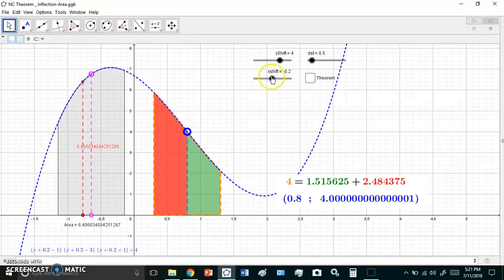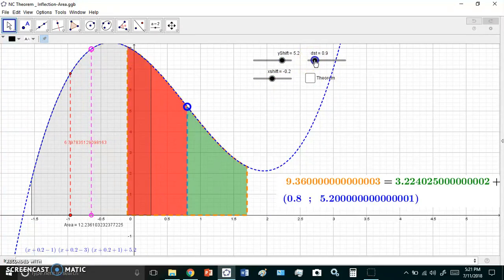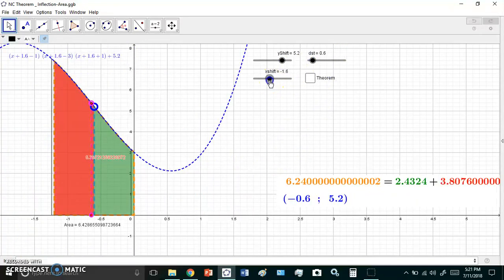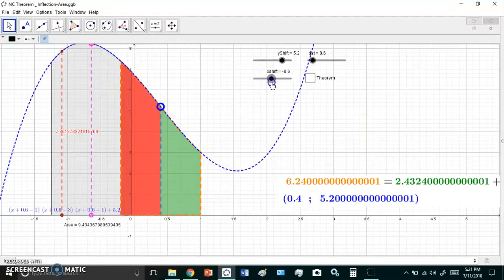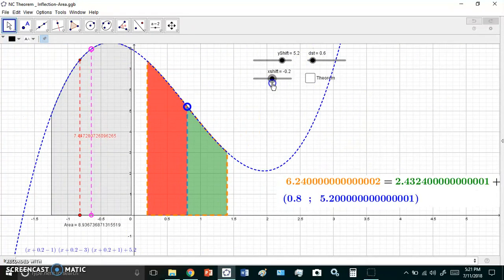And it works regardless if you shift the x-axis up or down, and also if you shift the graph horizontally. Okay, it stays the same, right? Nothing changes, right?